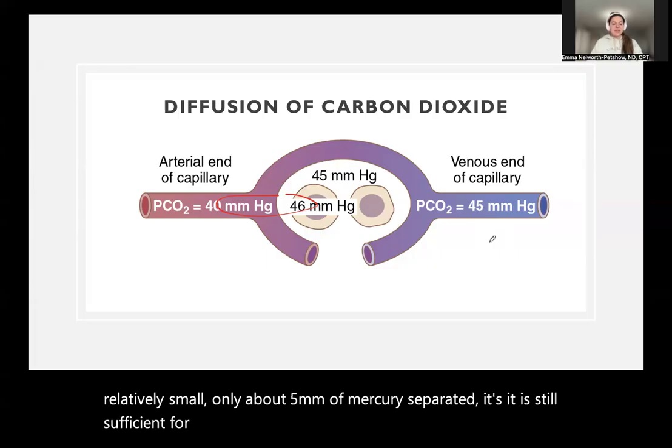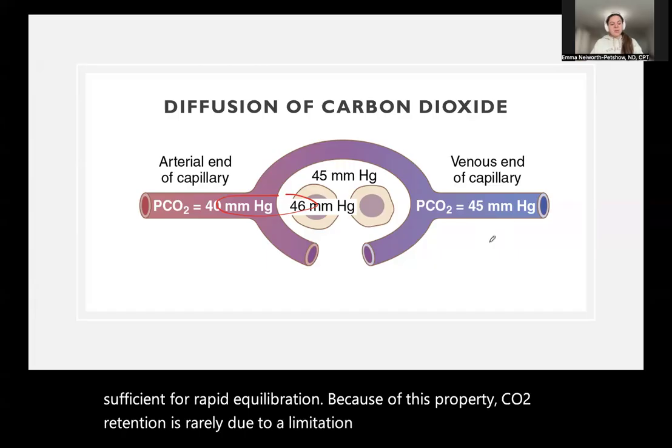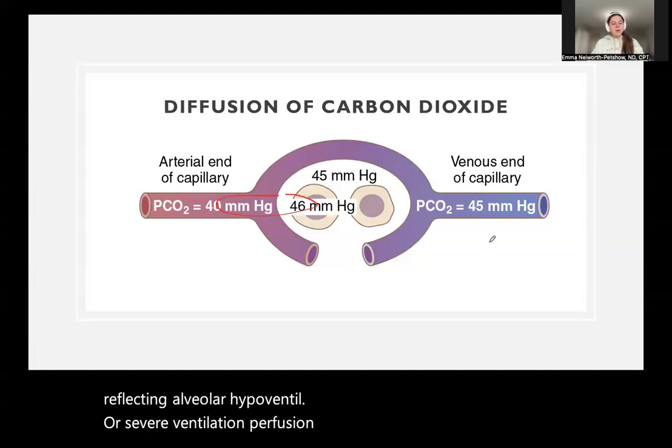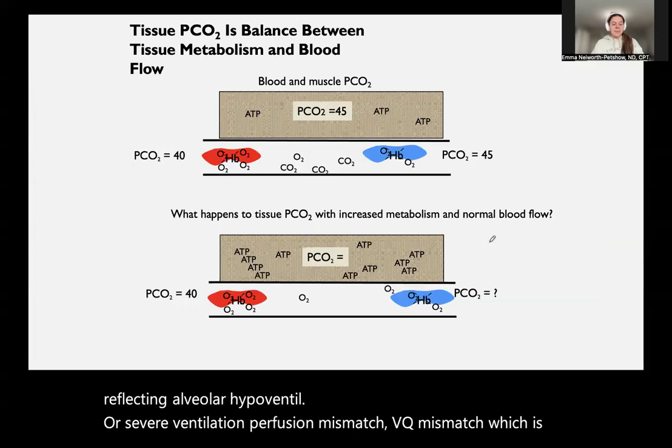Because of this property, CO2 retention is rarely due to a limitation in diffusion. It's almost always reflecting alveolar hypoventilation or severe ventilation perfusion mismatch, VQ mismatch, which is an important diagnostic distinction clinically.